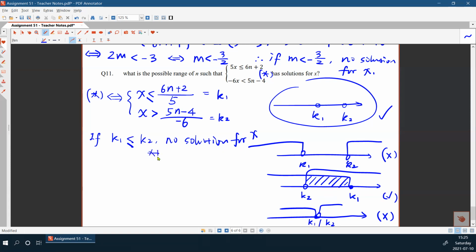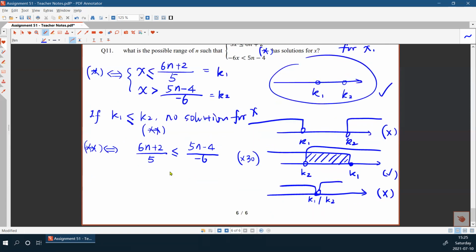Okay, so let's call this 2 stars. 2 stars is equivalent to, okay, K1, which is (6n plus 2) over 5, smaller than or equal to K2. K2 is (5n minus 4) over minus 6, right? And this time we can multiply both sides using their least common multiple, which is 30, right?